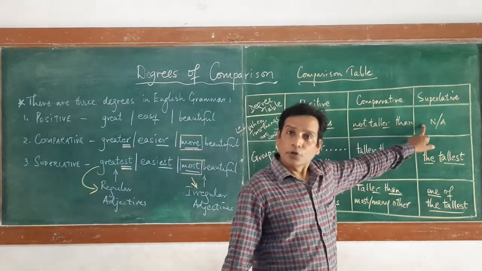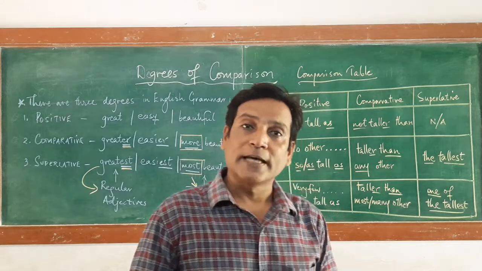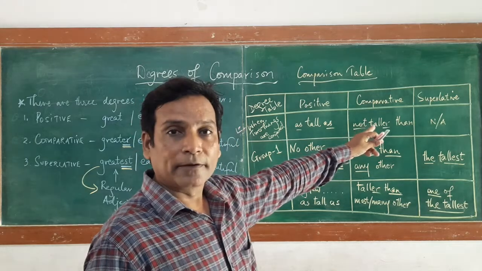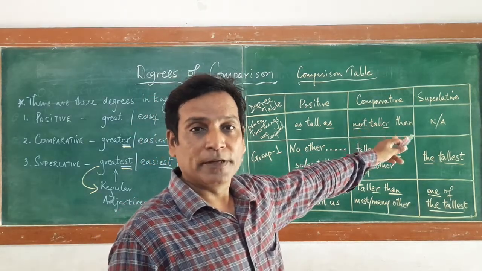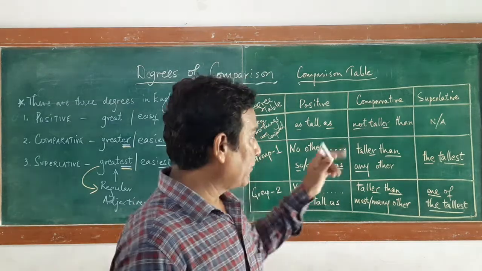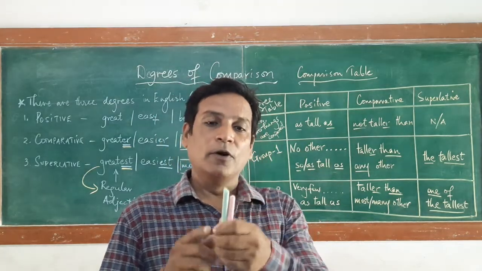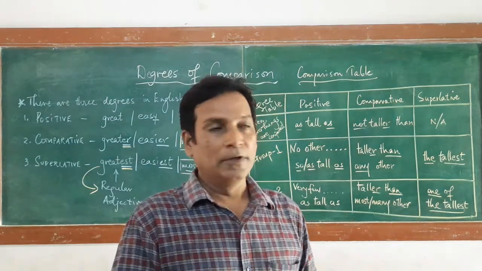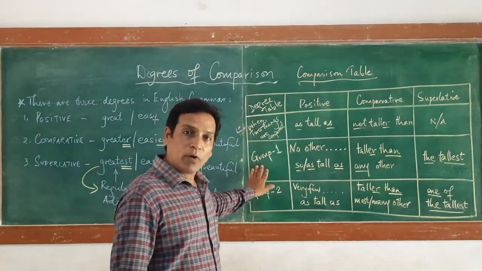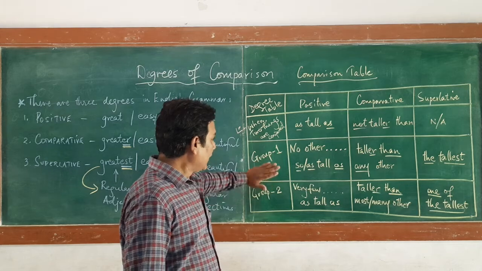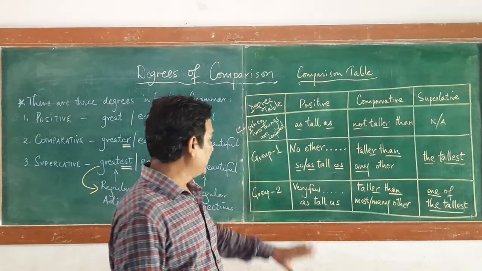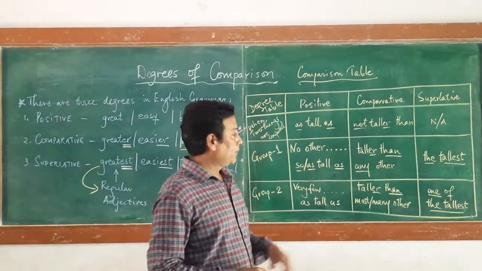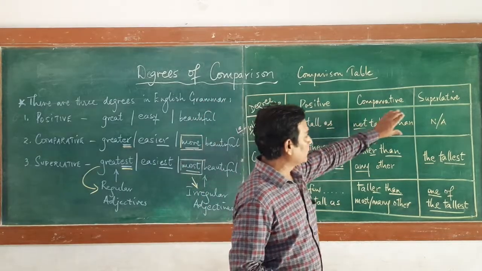Here the superlative degree is not possible. Remember that when two things are compared, there is no existence of a third one, so we cannot compare that. The superlative degree cannot be possible in this particular table. So remember that when two things are compared, we can only turn positive to comparative and comparative to positive. Okay, now the second one, that is group 1. I have termed them group 1 and group 2 because there is a differentiation between these two groups. So this one you have learned now. When two things are compared, you have to use this table only.